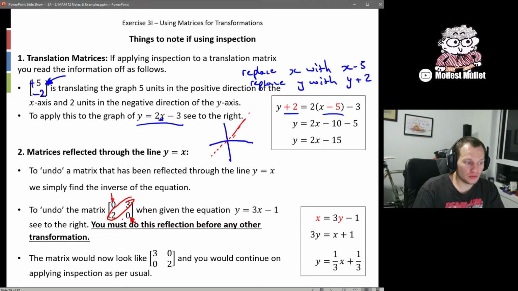To do that transformation via inspection, recognizing it is the first thing you need to do. Then swap the y and x in the equation. So wherever we started with y is equal to 2x minus 3, we're still using the same equation. The very first thing we do is switch the y and the x value.